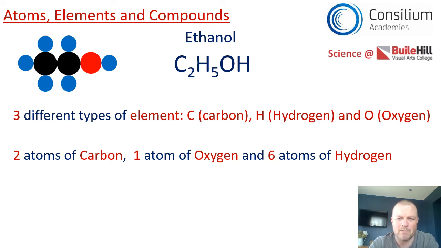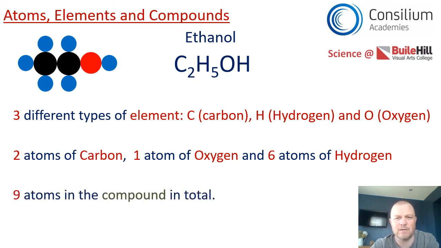Now if we look at the compound, it says H5 and then another H. So that's 5 H's added to another H, which means that the compound contains 6 atoms of hydrogen. And the final thing that those symbols tell me is that there are 9 atoms in total in that compound. There are 6 H's, 1 O, and 2 C's.